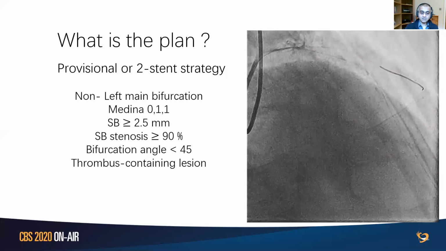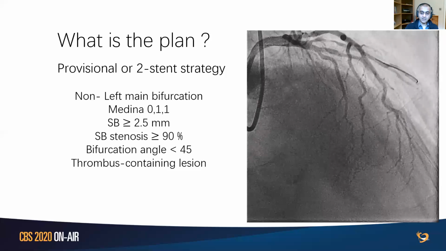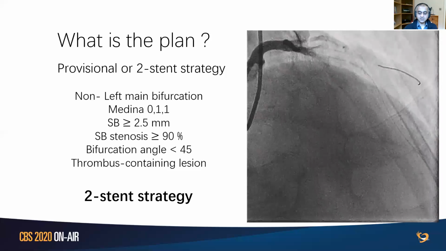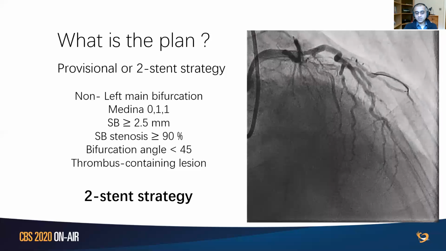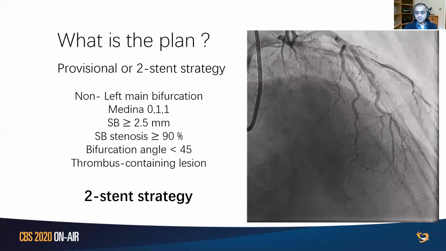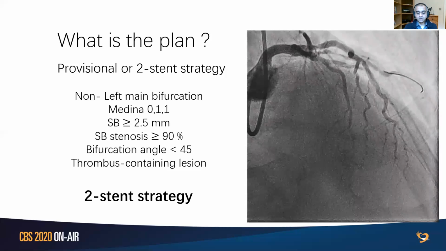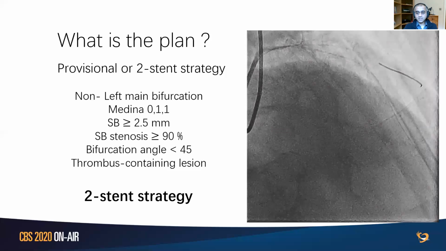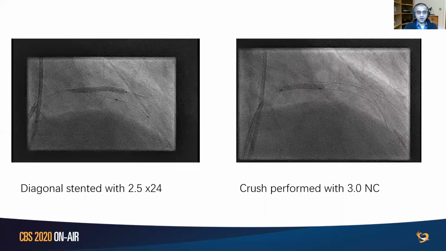So given these important factors, we felt that actually a 2-stent strategy up front is probably what we should be doing for this gentleman. Now, what I didn't want to lose is my LAD wire, so I elected to do a DK crush procedure during the setting of this primary PCI. So what we've got here is a stent in the diagonal. This is a 2.5 stent. This was deployed and then balloon crushed to high pressure with this 3.0 non-compliant balloon in the LAD.